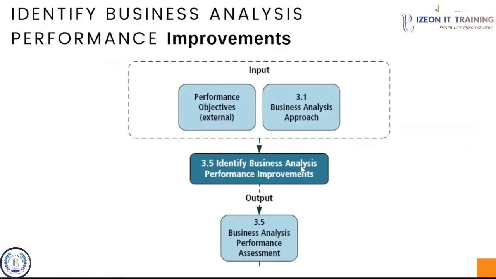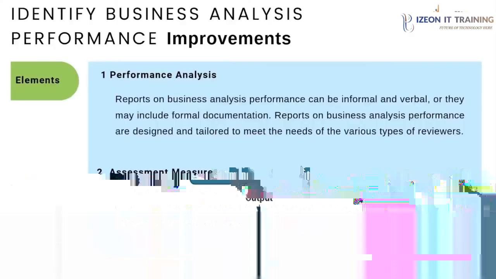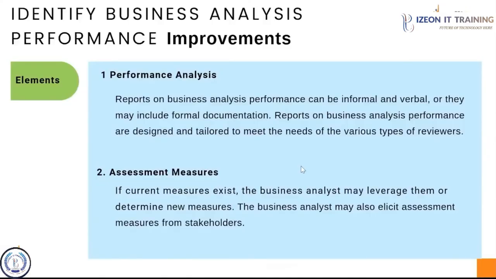Okay, let's go step by step. So of course, at this stage, you'll have your business analysis approach and any objectives that have been set for you. Your organization might have set up some performance objectives that are external to the project, and they might have an impact. You identify your metrics and you make that as part of the assessment. So, what do you do in terms of this activity?